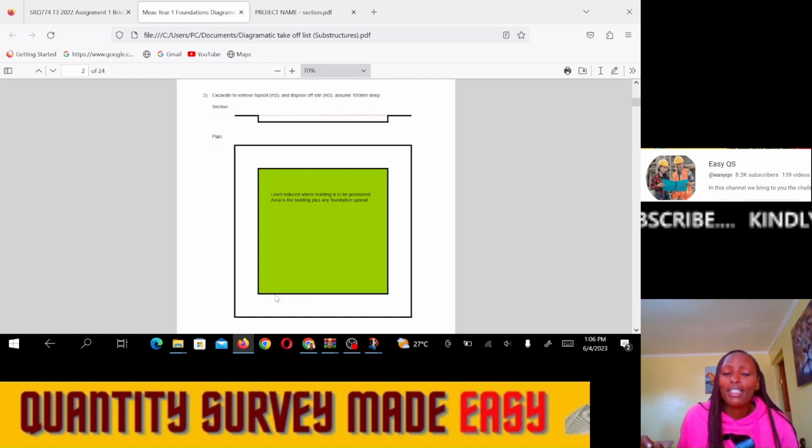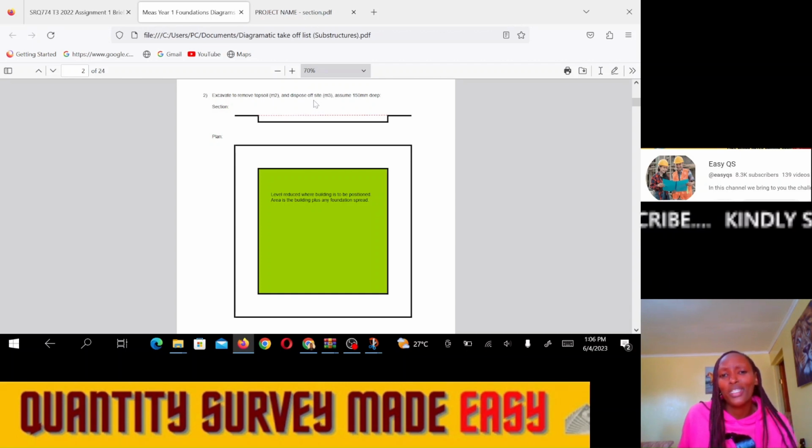So after site clearance, the next step we do is the excavation to remove the topsoil. The same area that we do site clearance, the same area we do excavation to remove topsoil. So the measurements will be the same. And also for the topsoil, we need to dispose of it off site, and removing the topsoil is measured in meters square, but disposing the soil will be carried.